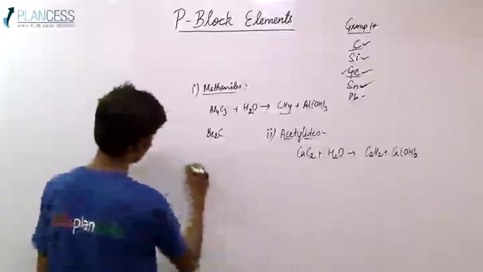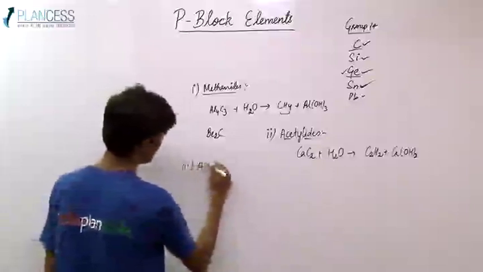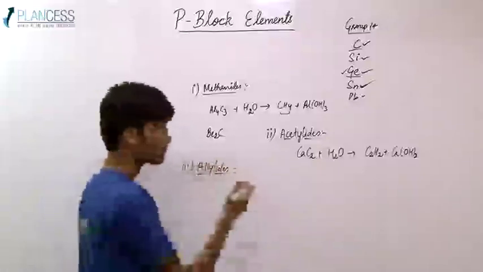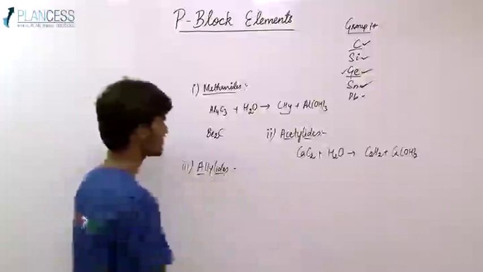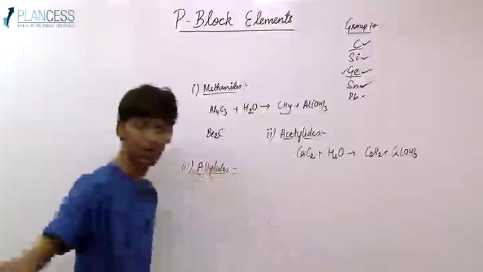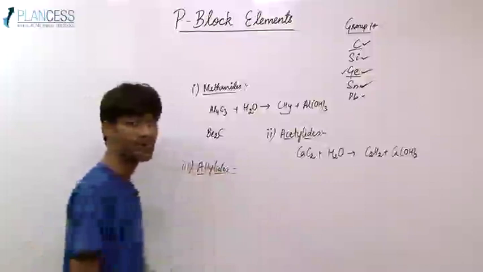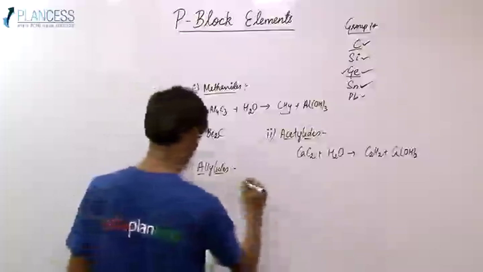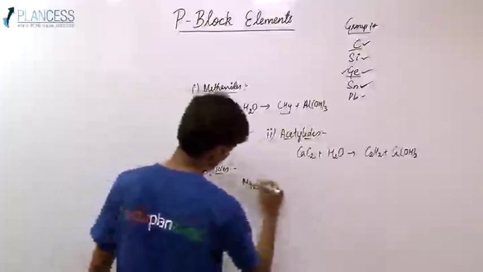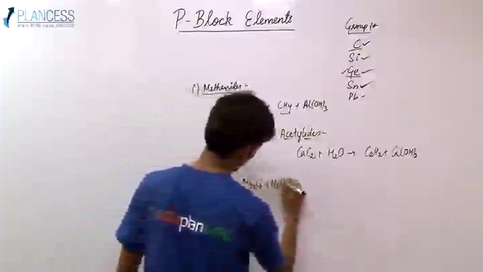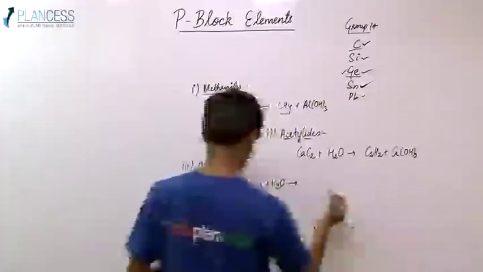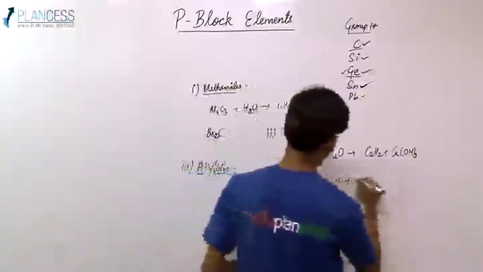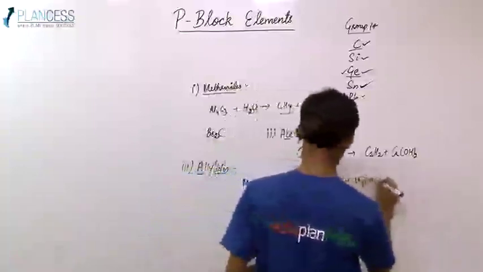Third would be allylides. The carbides under this category give 1-propyne on hydrolysis. So for example, Mg2C3 when hydrolyzed with H2O gives 1-propyne, that would be CH3C≡CH plus Mg(OH)2.